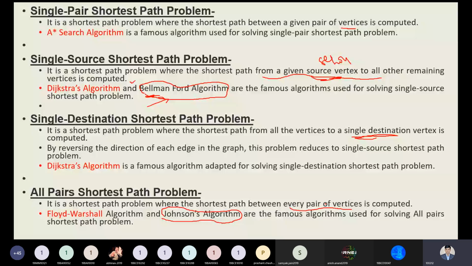So that's why we have four types of shortest path algorithm. This is the point you need to keep in mind while learning the shortest path algorithm. Now, is it okay? All these kinds of shortest path problems.